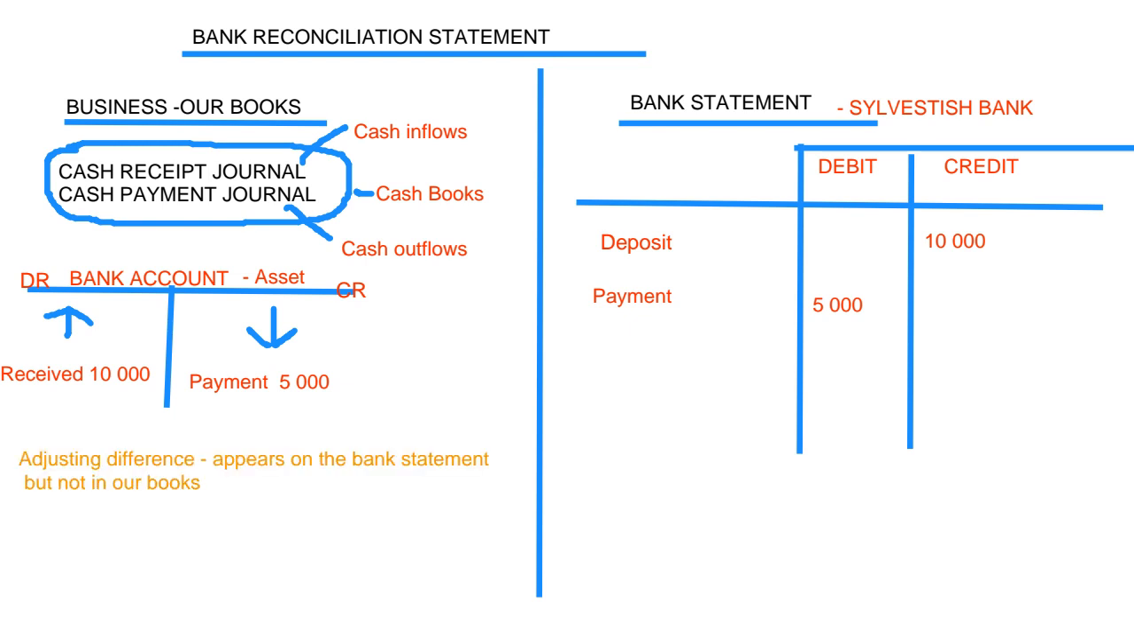Is this color visible? Yes, it's visible. So when we talk about the adjusting differences, it means those items which appear on the bank statement, but not yet in our books. So what are we going to do with them?